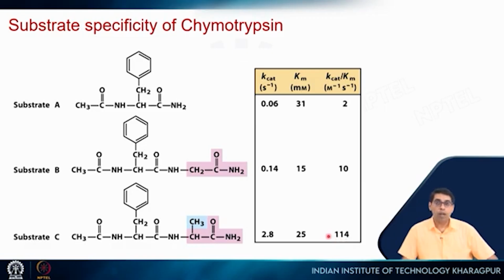So this is how we can determine substrate specificity. We are not even changing this part, we are changing this part, and we can see that the kcat over Km value is increasing. Again, if we make it an even bulkier group, maybe this will go down. So by using these different types of substrates, we can tell which type of substrate chymotrypsin has higher specificity for.